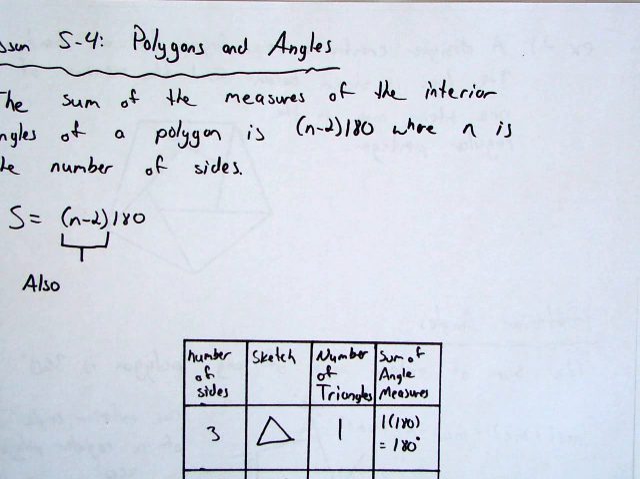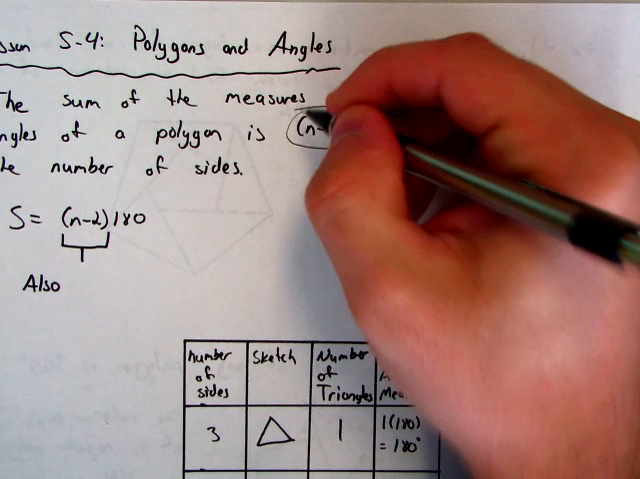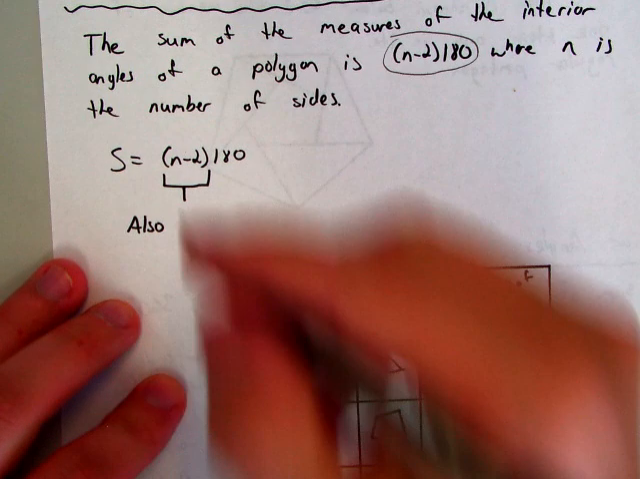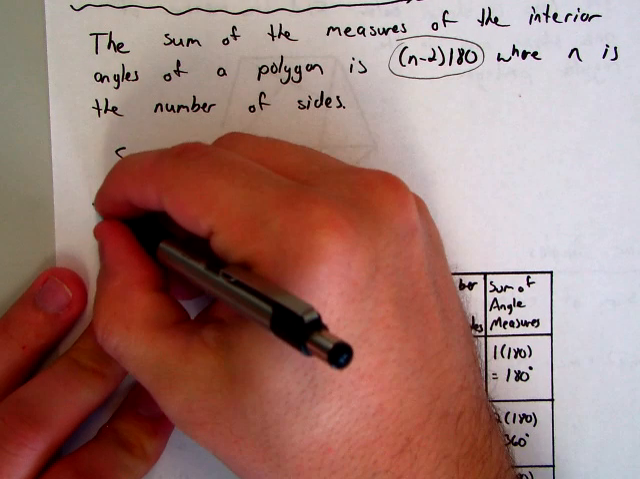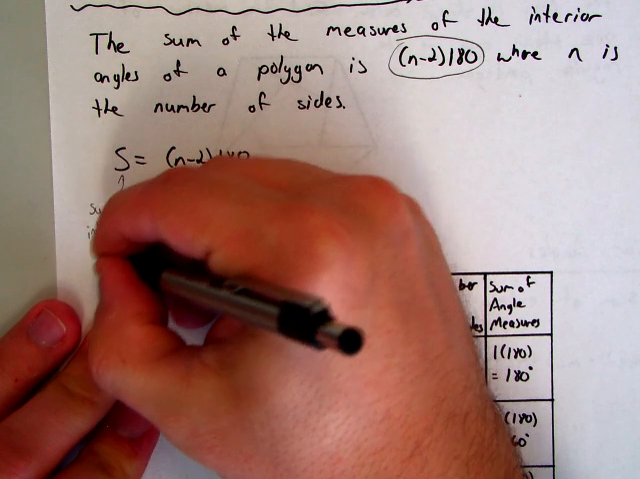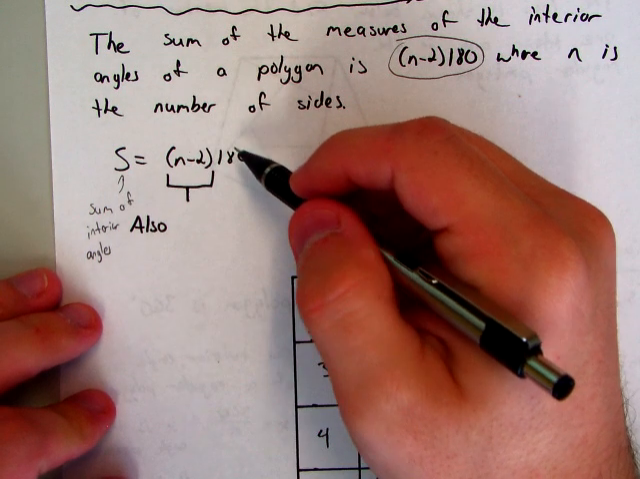that the sum of the measures of the interior angles of a polygon is represented by this equation, n minus 2 times 180, where n is the number of sides. So the equation would be S, this here is the sum of interior angles, is equal to n minus 2 times 180.